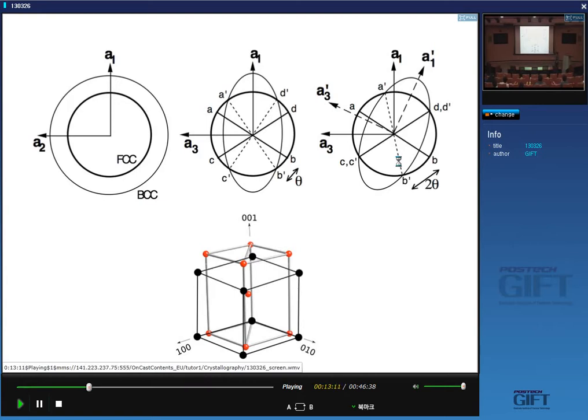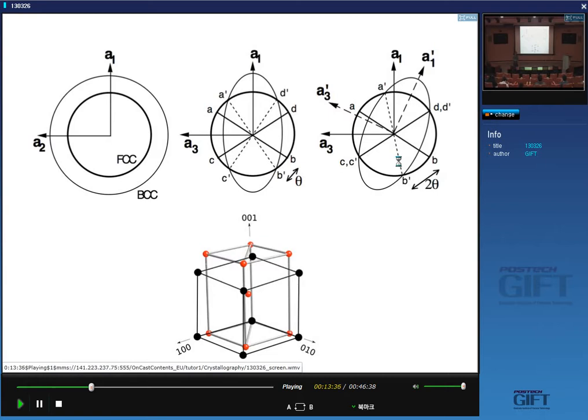Now notice this is a very important diagram, because we are going to prove that it's impossible to get a coherent interface between austenite and ferrite. Very, very simple proof that you can never get a coherent interface between austenite and ferrite. Coherent means perfect matching, okay? And it is independent of size.